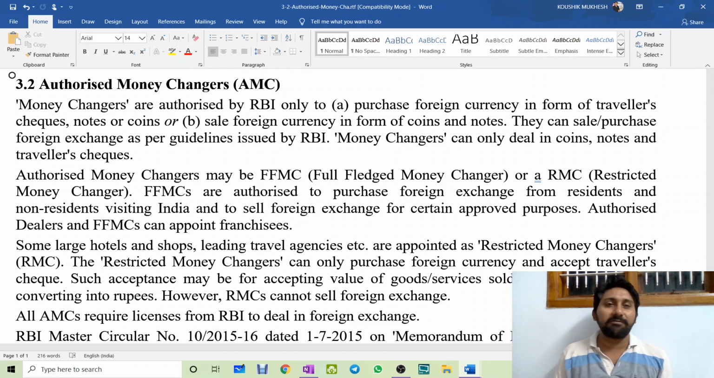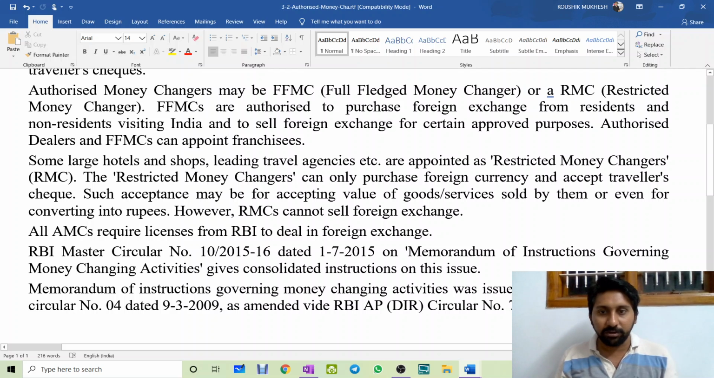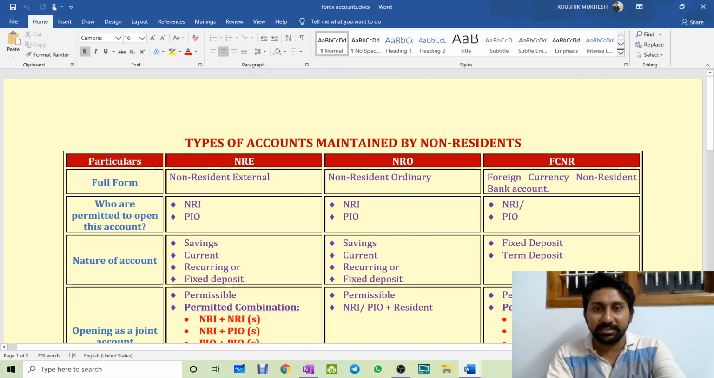There are two types of money changers: full-fledged money changers and restricted money changers. About these, also not applicable for exam. Pause the video and look into the concept. I can't waste the time on these issues now.